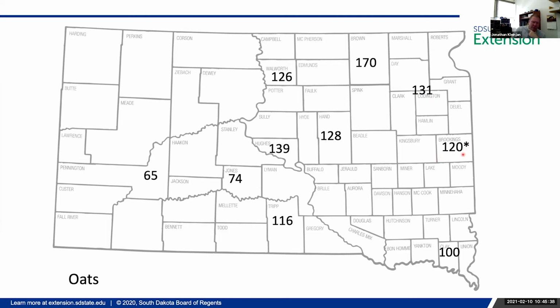And then Brookings here, I have an asterisk there. We do 2 trials in Brookings. One is fungicide treated and one is not, so we can compare varieties, and I'll talk a little bit about that at the end of my talk.